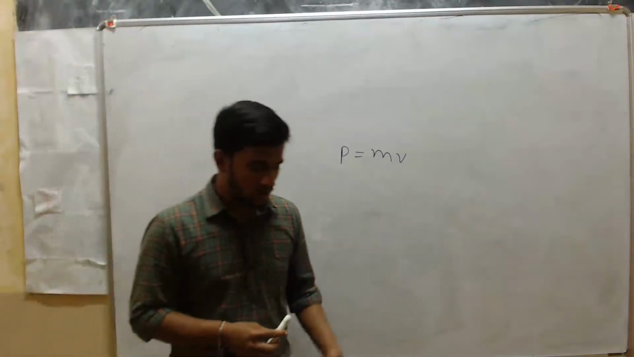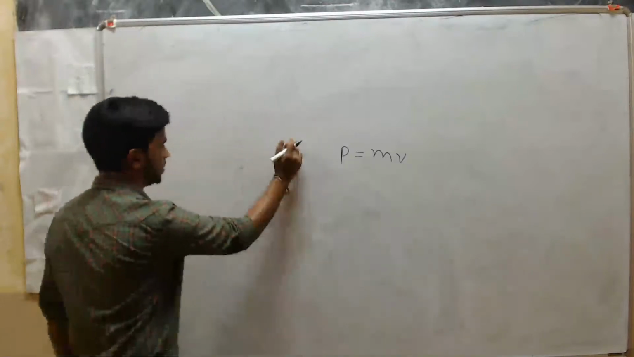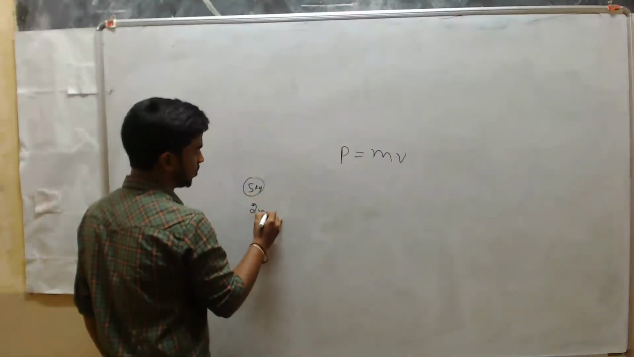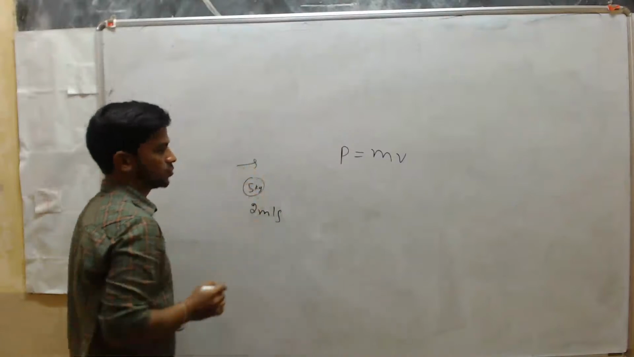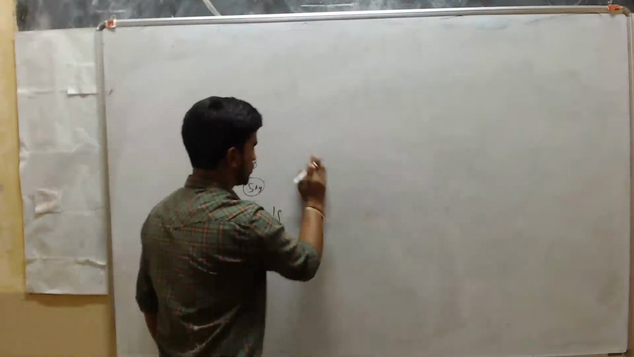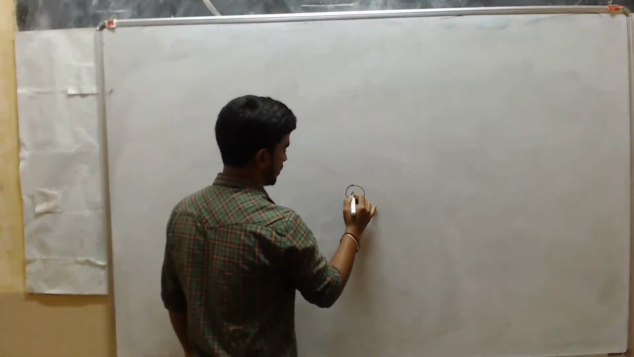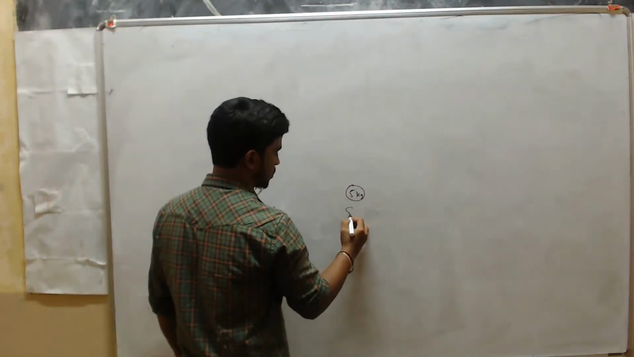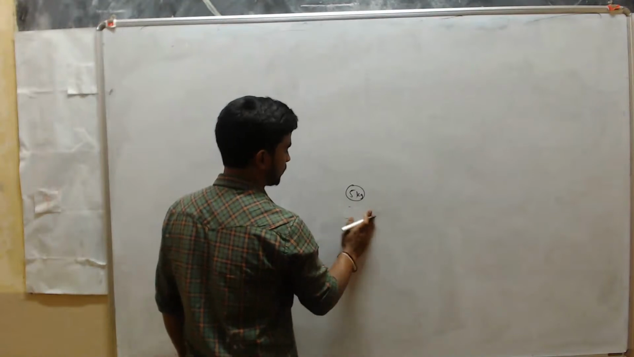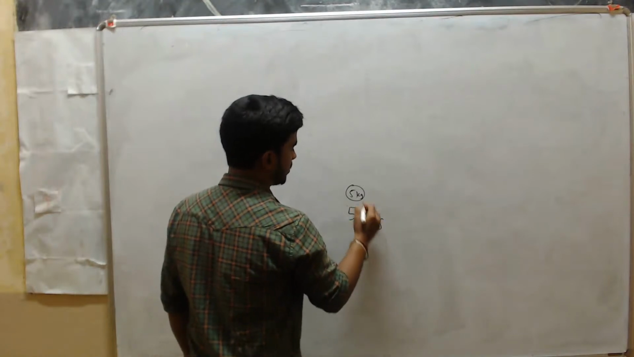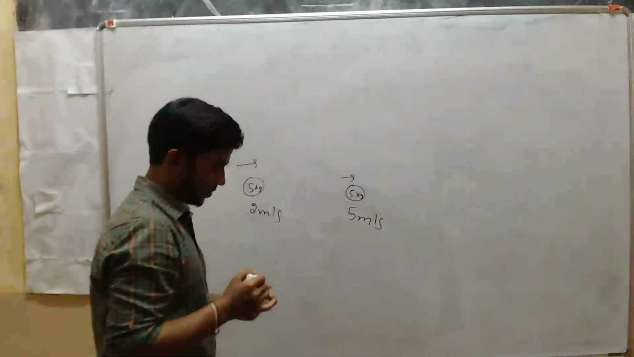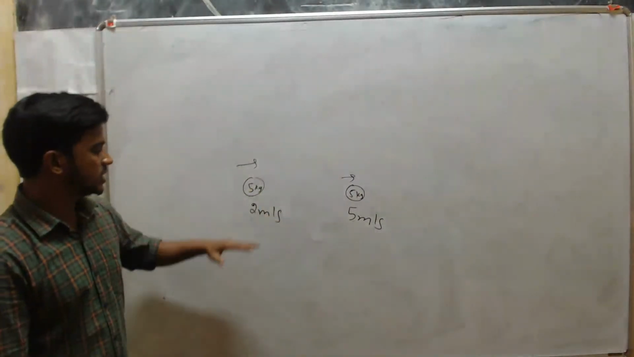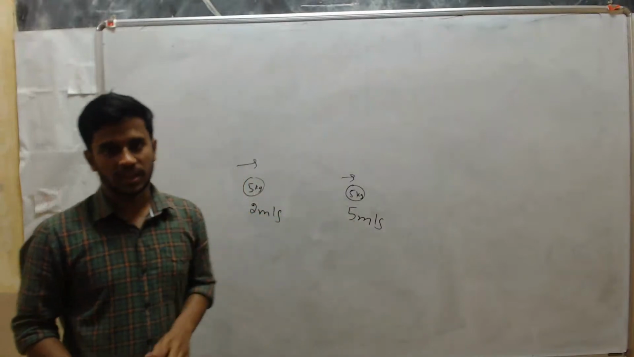See, one object is moving. For example, say its mass is 5 kg and it is moving with 2 meter per second. Then you apply force. What will happen? Mass remains the same, right? There is no change in the mass of an object. Its velocity changes to 5 meter per second. Why did the velocity change here? Because you have applied force. So its velocity changed from 2 to 5 meter per second.